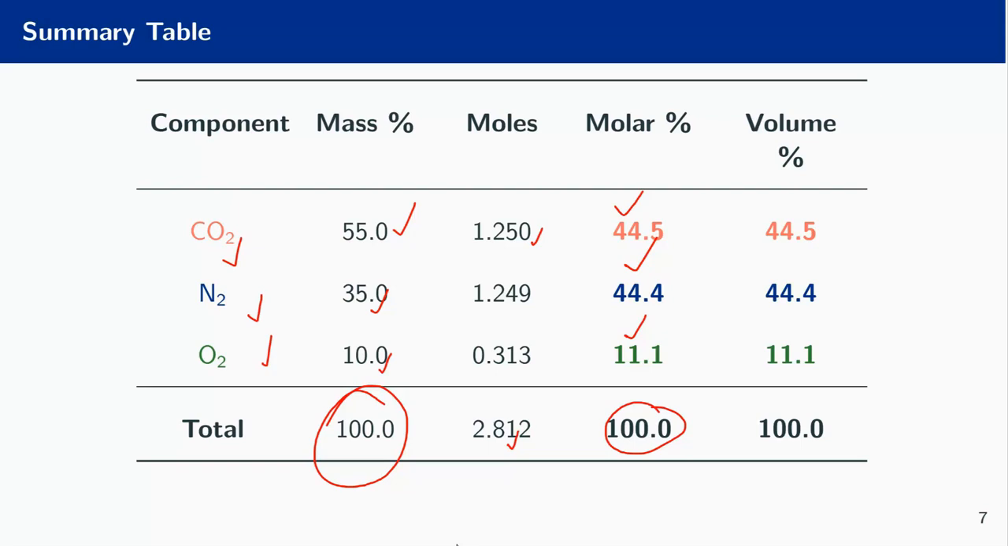And we know that mole percent is equal to volume percent, so the volume percent will also be the same. Carbon dioxide volume percent is 44.5, nitrogen 44.4 and oxygen 11.1. If we add together again, the total will be 100. So that's the way to calculate the molar percentage, volume percentage, density and specific gravity. That's it. Thank you.